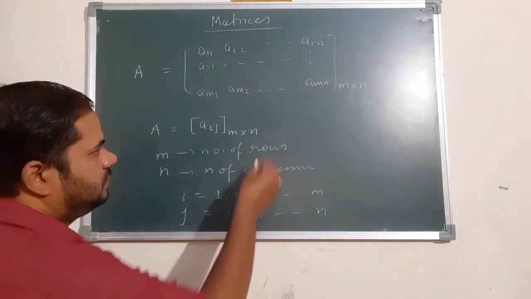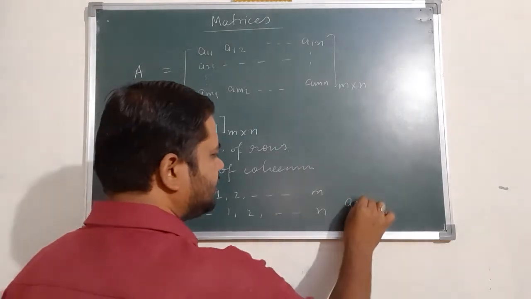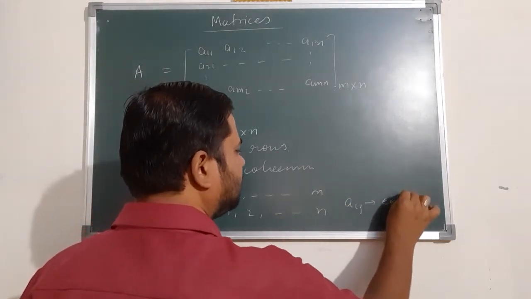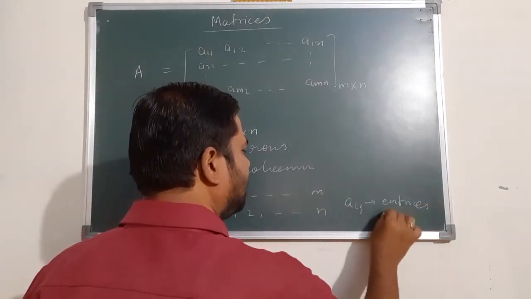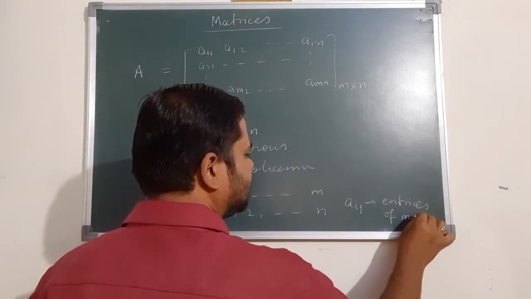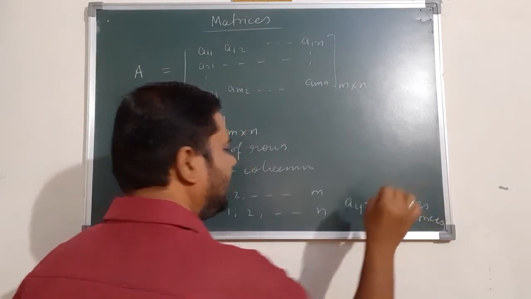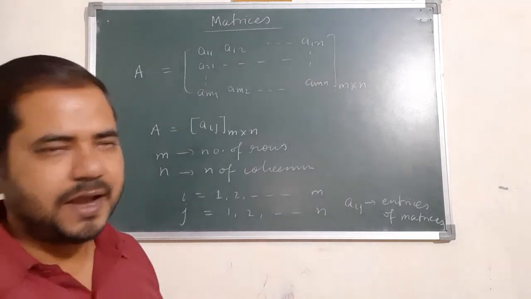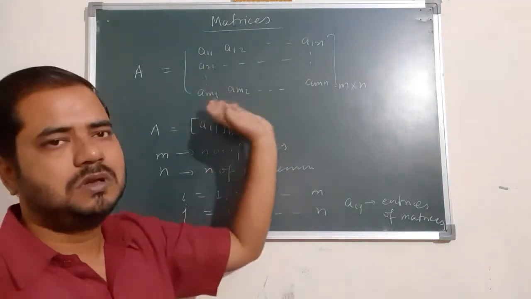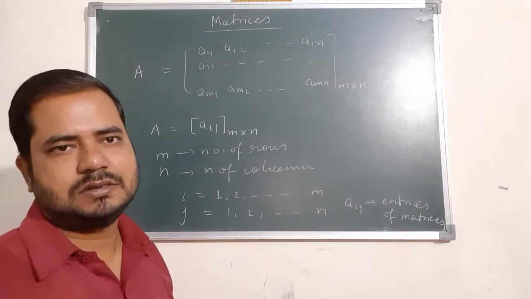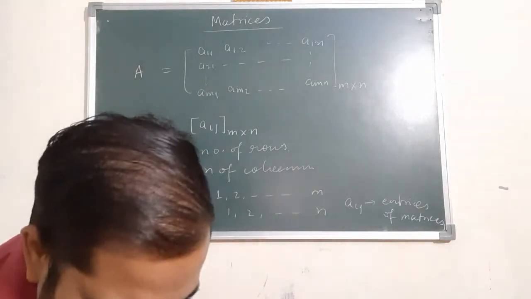Aij is what? Aij is nothing but the entries of the matrix. Entries, that means A11, A12. These are the entries of the matrix. So please note it down.